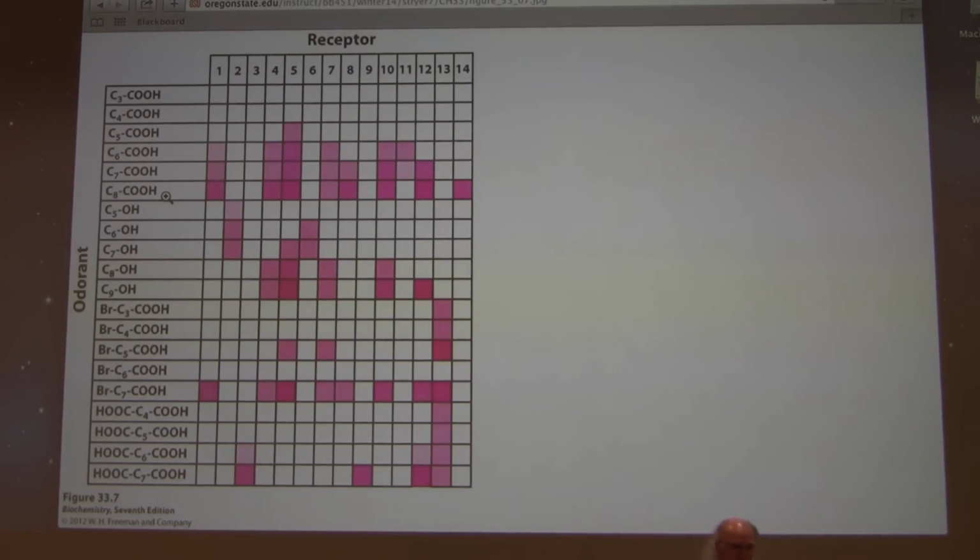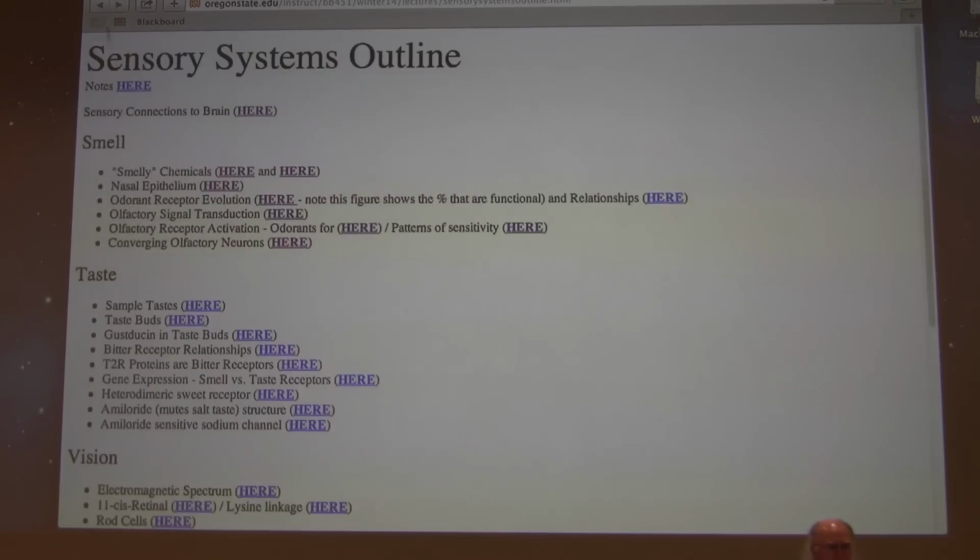They're not forming any bond because, remember, these are non-covalent interactions. Almost every interaction we see with a protein is a non-covalent interaction. Okay. So much for smell.